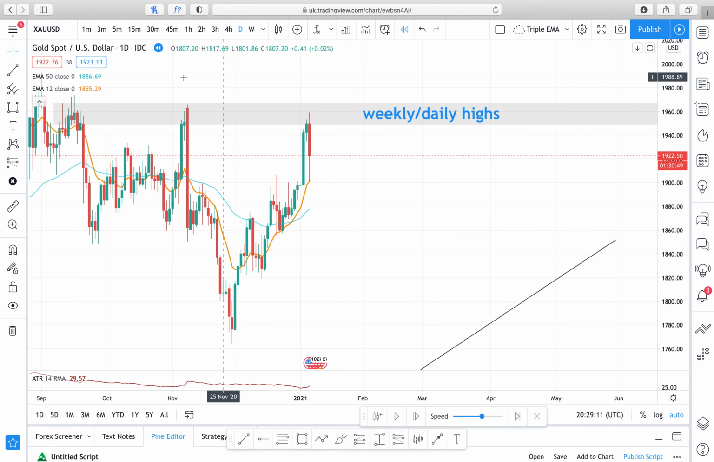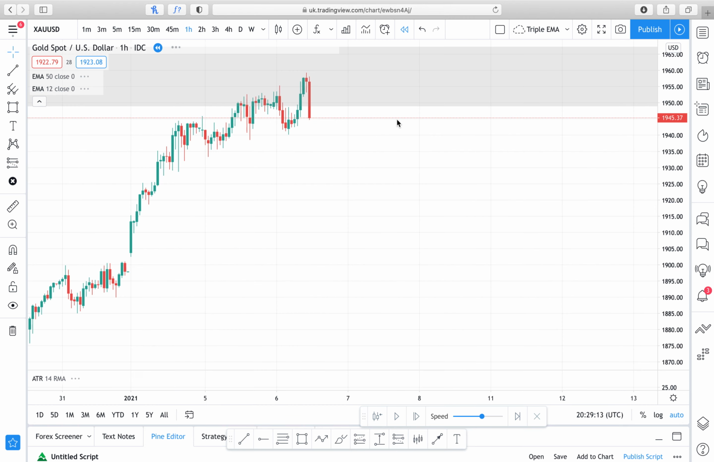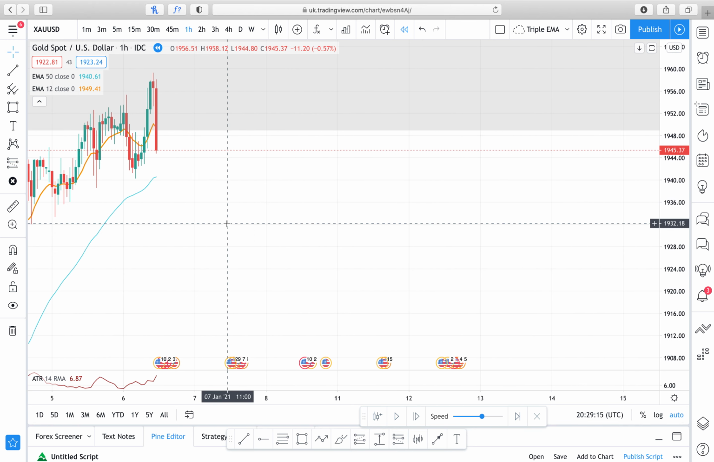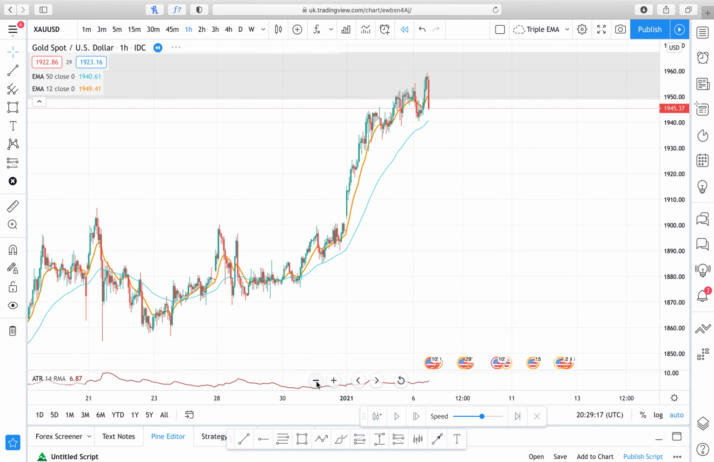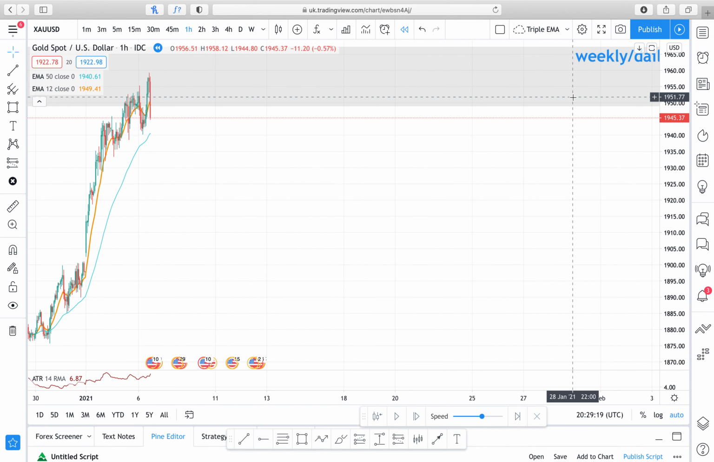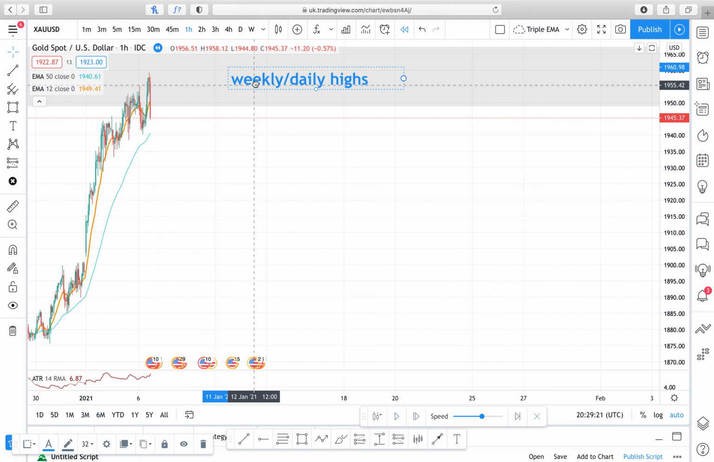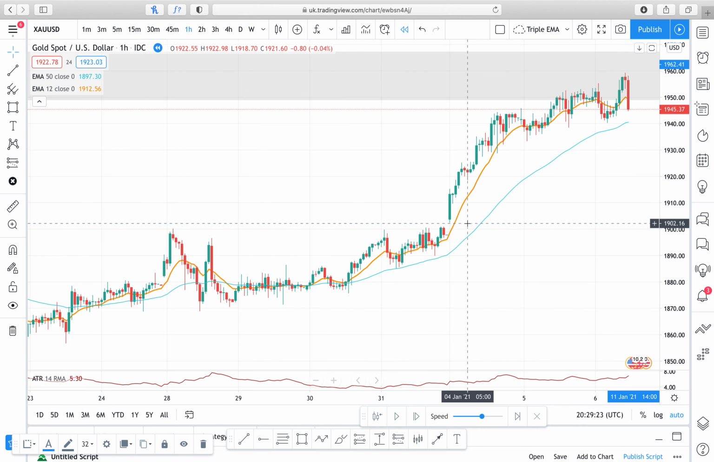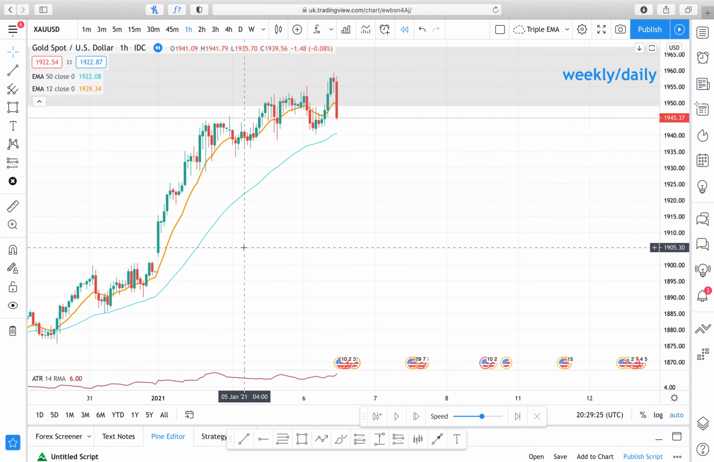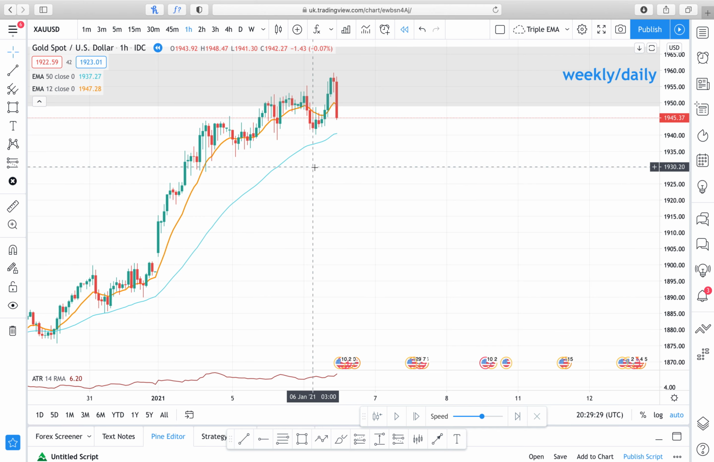So then what I did was move down to the hourly time frame. And you can see I've lost my weekly daily highs. Where's that gone? It's all the way over there. There we go. Right, put that there. Refresh that. So we can see we had a nice rejection to the weekly and daily highs.